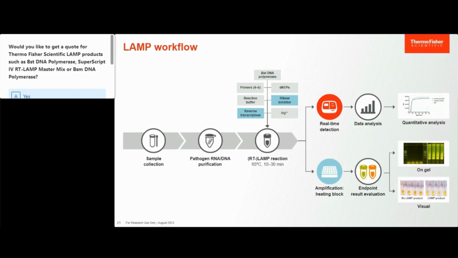Amplified products can be detected by real-time detection or visualized on a gel, or LAMP products can be evaluated by the naked eye. In terms of gel electrophoresis, if the LAMP product is amplified, you will see the ladder-like DNA fragments on an agarose gel. In terms of evaluation by the naked eye, a positive outcome will be indicated by color change in the tube.